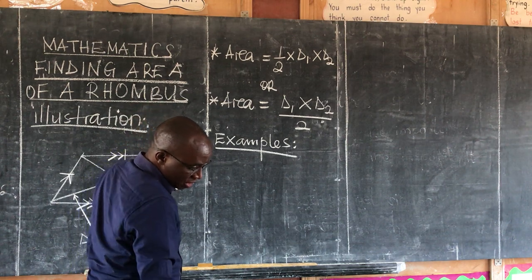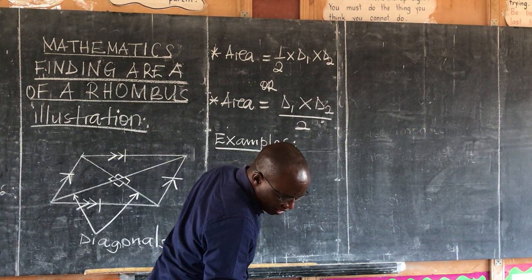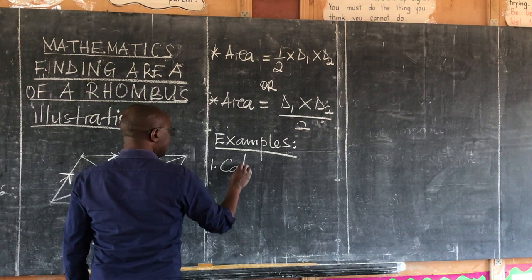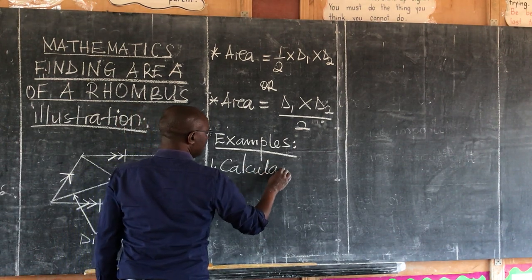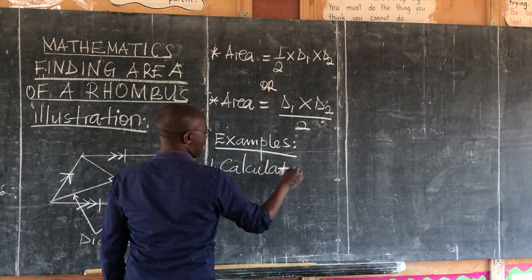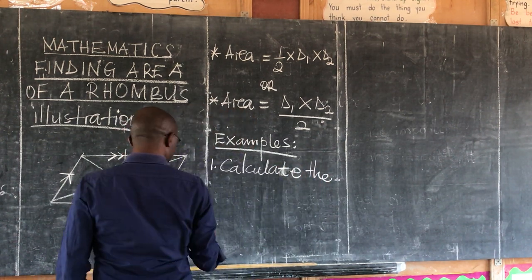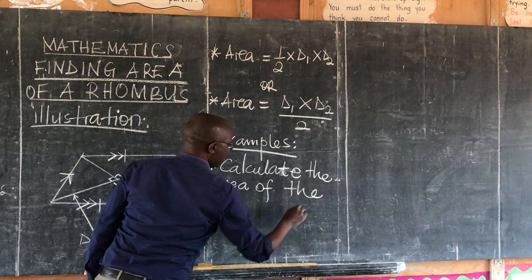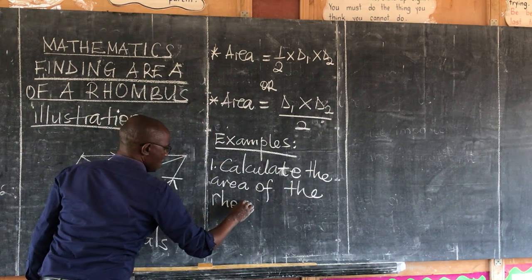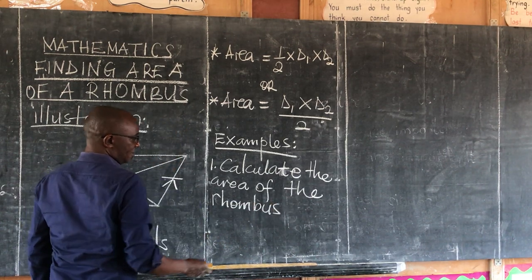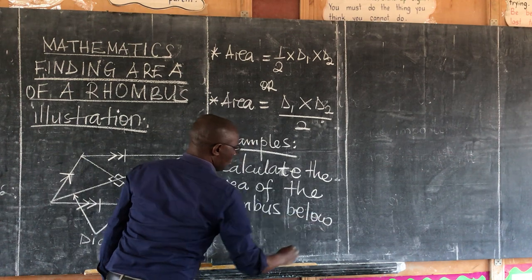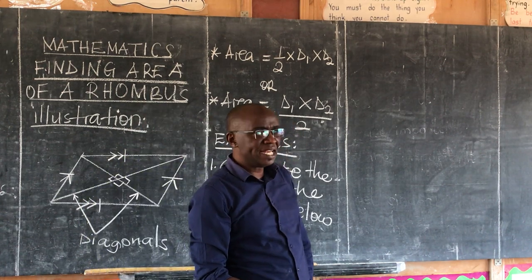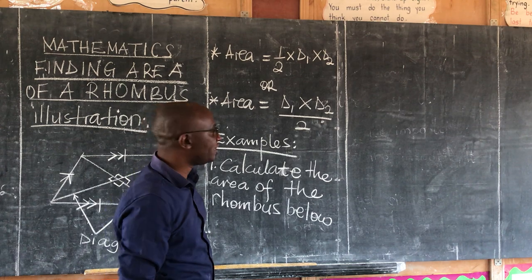Now, I'll first of all look at this first example. Example one: calculate the area of the rhombus below. So I've said we are going to find the area using three methods. What you find easier for you is what you will do.